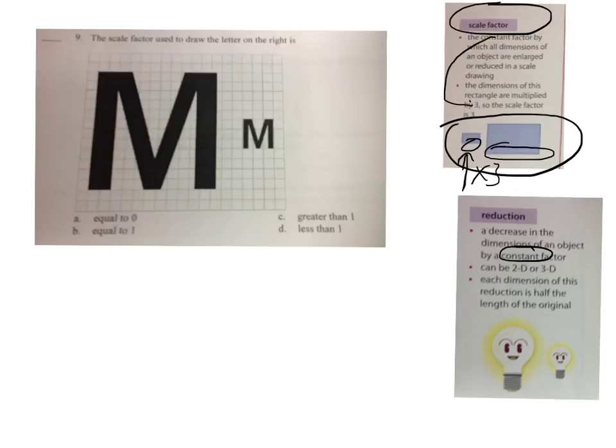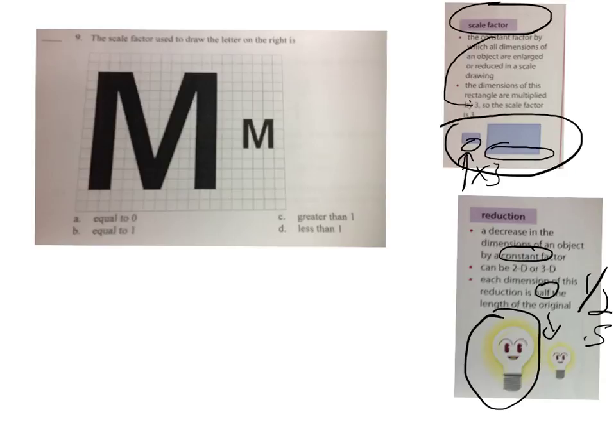In this case, you can see that each dimension of this reduction, so we look at the big light bulb, is half. Another way to say half is like that, or another way to say half is 0.5, the original. So we use this information, and here's another question that you're going to see on your test, so hopefully this will help you out.